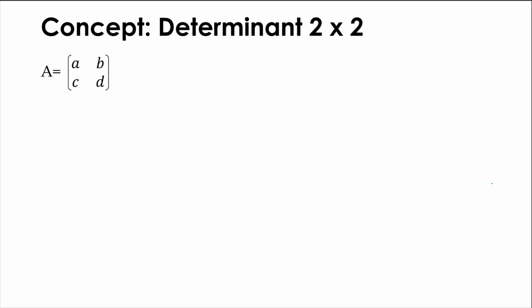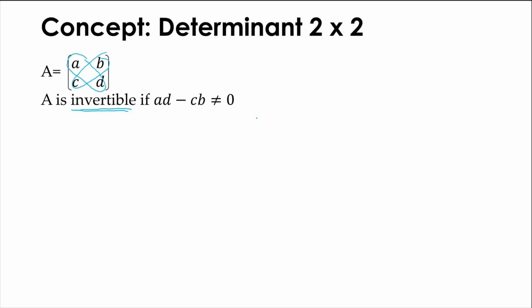So now let's take a look at this concept of a determinant of a 2 by 2. If I have matrix A here, matrix A is invertible, meaning it has an inverse, if AD minus BC is not equal to 0. It's not equal to 0, and I'll show you why here in a second.